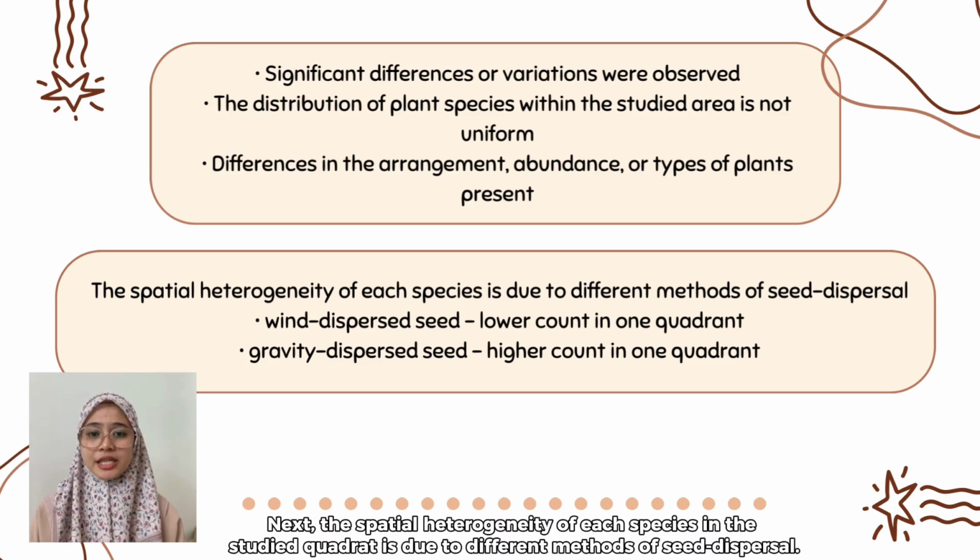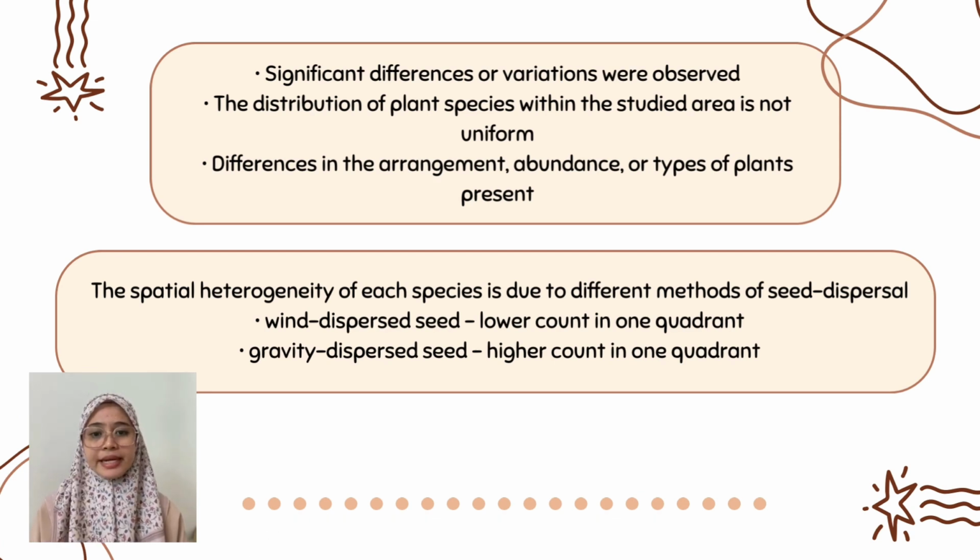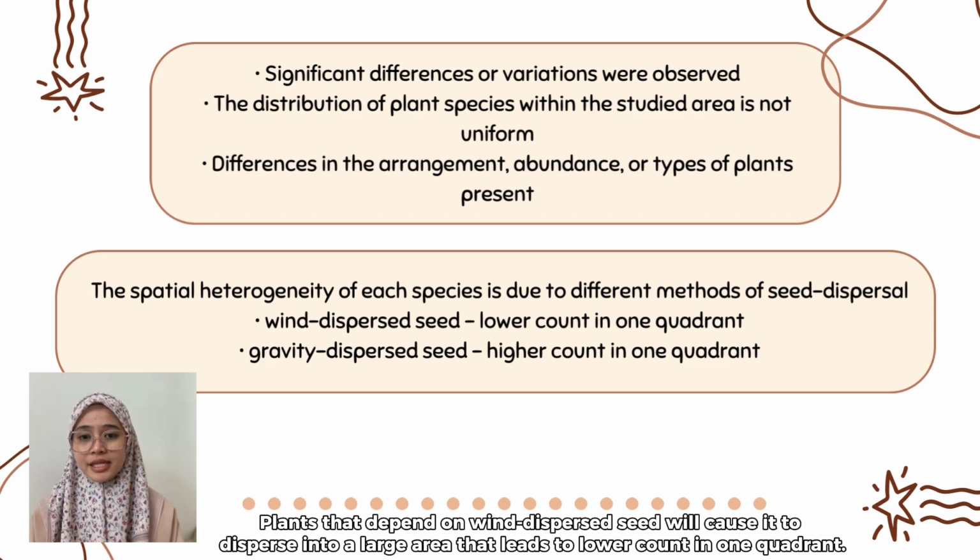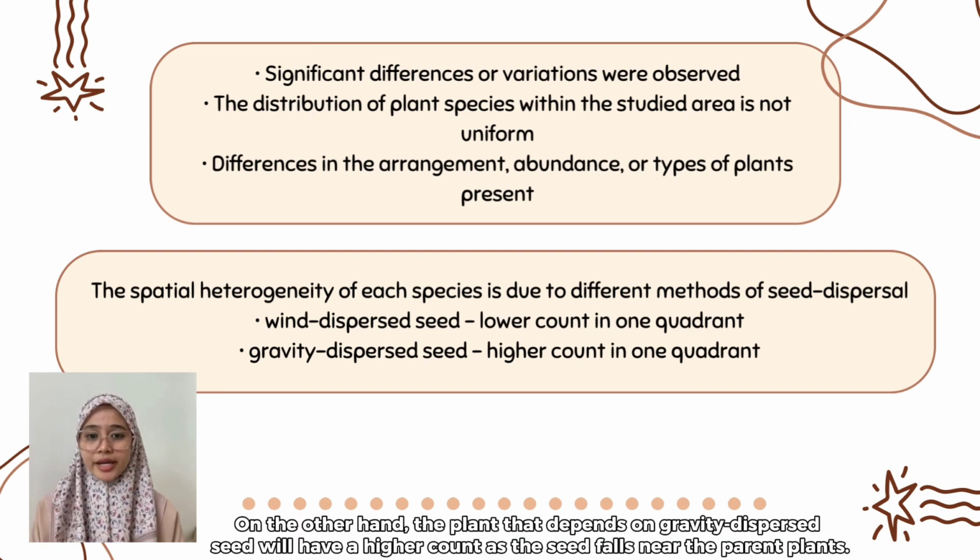Next, the spatial heterogeneity of each species in the studied area is due to different methods of seed dispersal. Plants that depend on wind-dispersed seeds will disperse over a large area, which leads to a lower count in one quadrat. On the other hand, plants that depend on gravity-dispersed seeds will have a high count as the seeds fall near the parent plant.